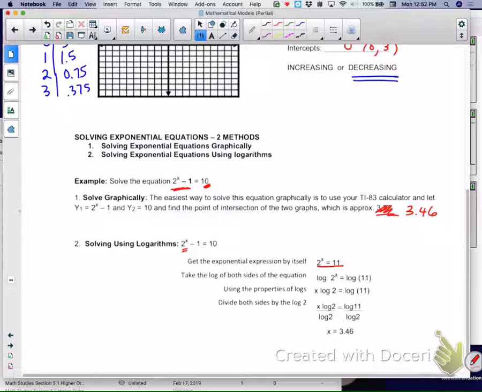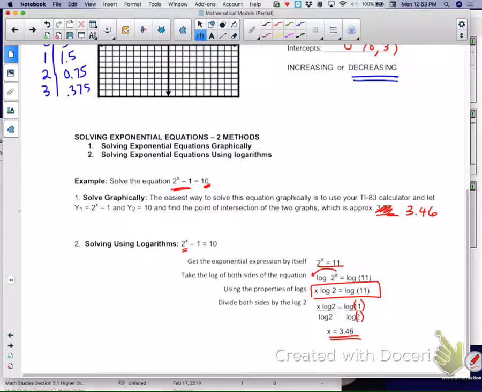So when I do that, I then have a property that says, hey, when you have an exponent, you can pull that exponent down in front, which gives me this. Now, the log of 2 and the log of 11, those are just really bad decimals. So I can divide both sides by the log of 2 to get the x by itself. Now, one thing to be careful about when you do that, make sure you close those parentheses in your calculator, otherwise you'll get the wrong answer. You're going to take the decimal for the log of 11, divide it by the decimal for the log of 2, and that's going to give you 3.46.